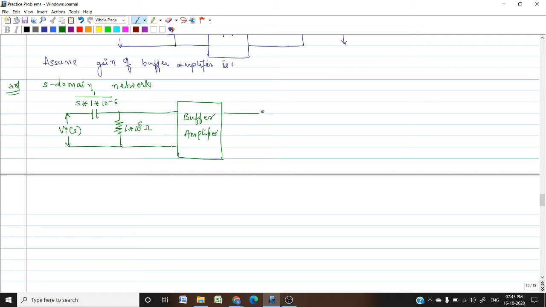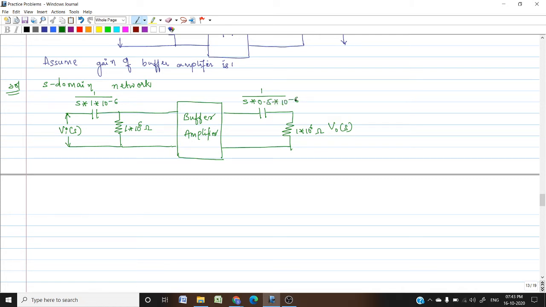Here we have a capacitor, a resistor, and this voltage is V naught of S. The value of the resistor is 1 into 10 to the power 6 ohms, and this capacitor is 0.5 microfarad, so 1 by Cs is 1 by S into 0.5 into 10 to the power minus 6.